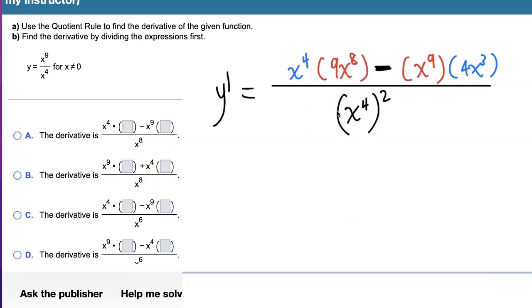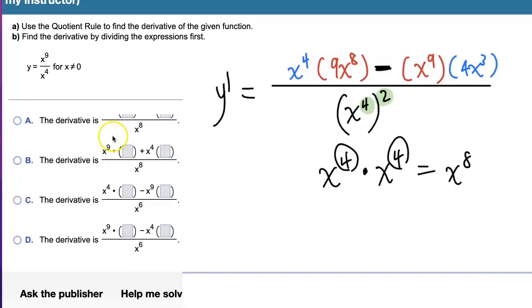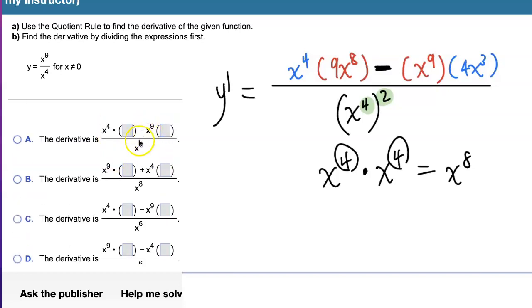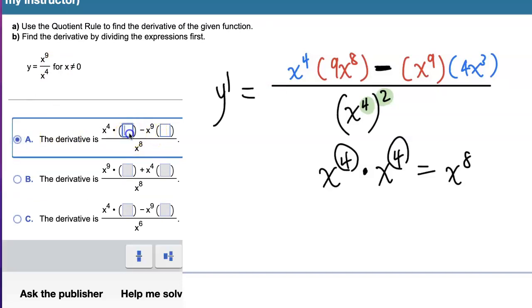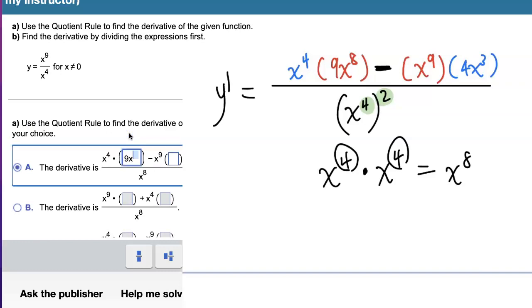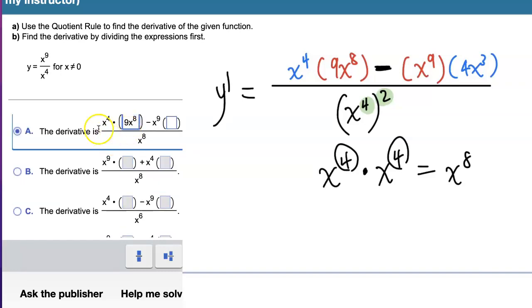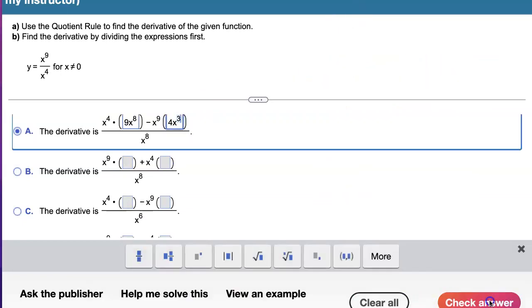If you take a look at the denominator, we're raising x to the 4th power to the 2nd power. So if you have x to the 4th power times x to the 4th power, you'll be adding the exponents to get 8, right? So I need a fraction that has x to the 8th power in the denominator. I'll go with this because the quotient rule is subtraction in the middle. So all we need to do is type in the missing pieces of it, and that should be good.